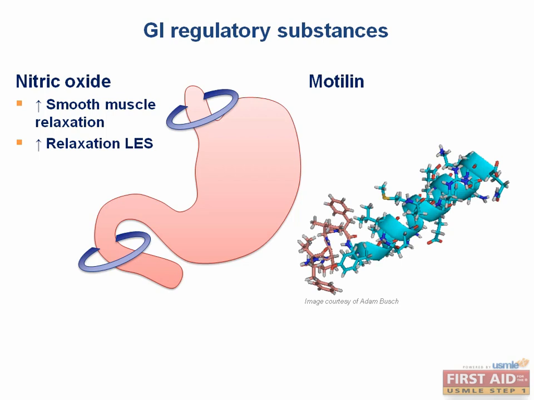Finally, motilin is the last hormone we'll mention, and it comes from the small intestine. Motilin is the hormone that causes the migrating motor complexes, which occur more frequently in the fasting state. Indeed, motilin receptor agonists can be used to stimulate peristalsis.